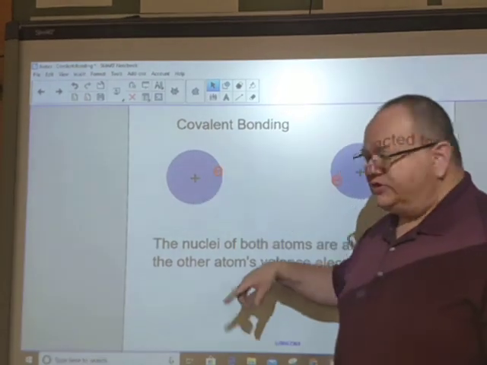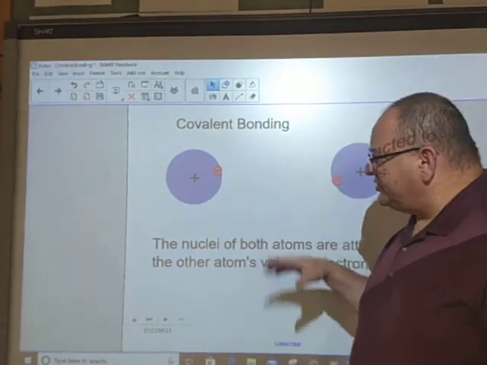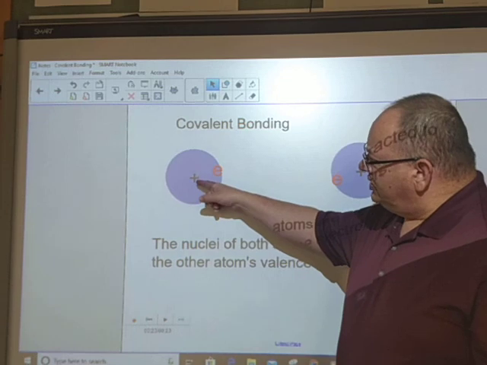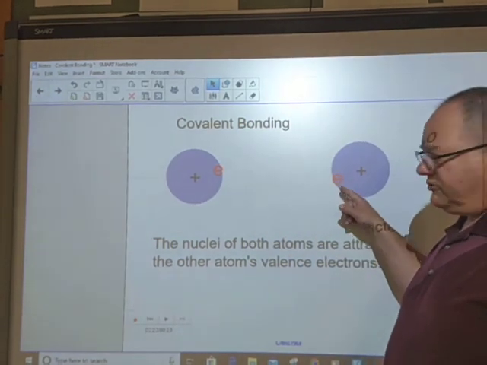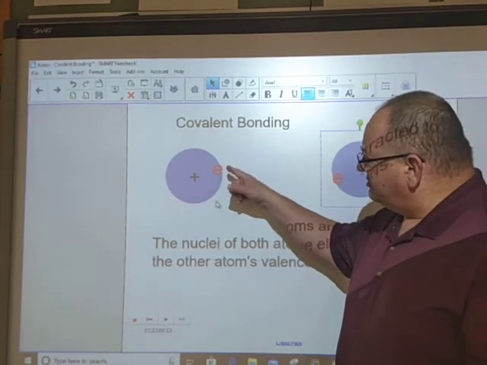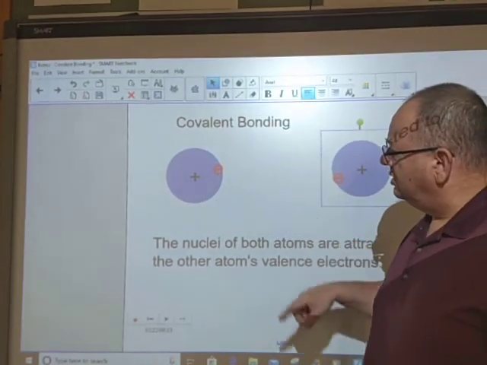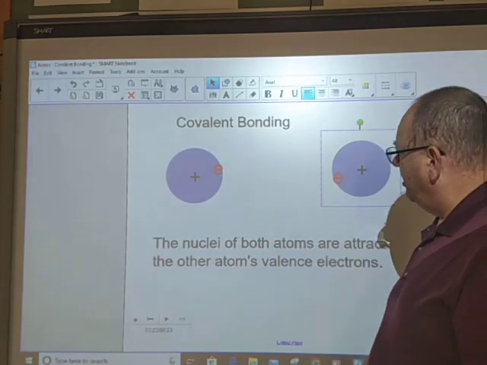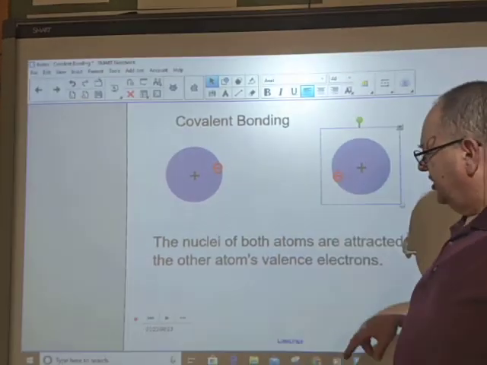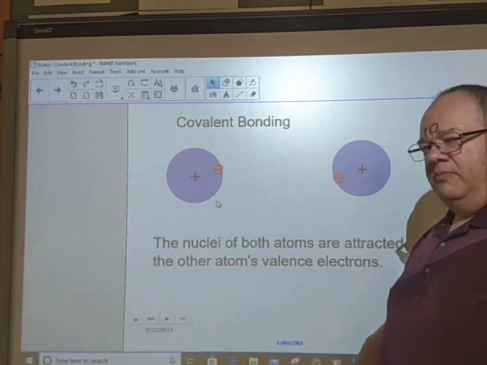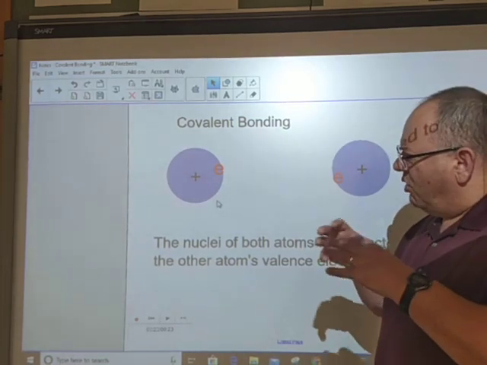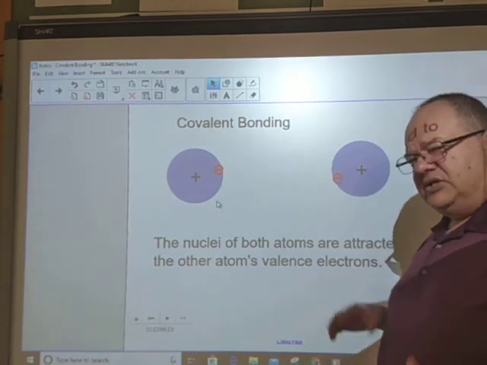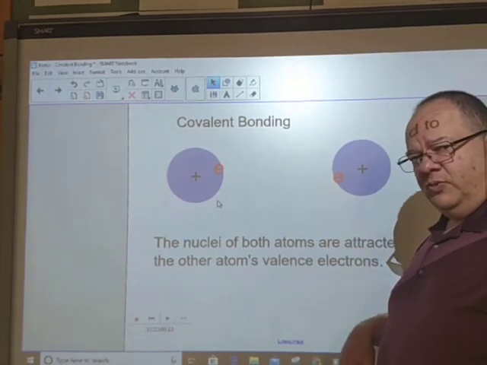positives and negatives are attracted to each other. So this electron is attracted to the nucleus. This electron is attracted to the nucleus. Think about this nucleus is also attracted to that electron. And this nucleus is attracted to that electron. Those 2 electrons don't like each other, so they repel. And those 2 nuclei don't like each other, so they repel. But we have kind of a tug of war, a battle going on. There's attractions and there's repulsions. And to some extent, the attractions sometimes win out.